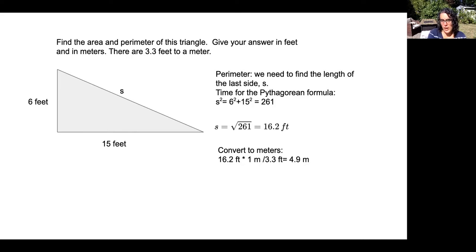So looking at this, we realize it's a right triangle. We've got to pull out the Pythagorean formula to find the length of S. S squared is equal to 6 squared plus 15 squared. So S squared, if you add that up, that's 36 plus 225. So S squared is equal to 261. S is the square root of 261. So this side length here is 16.2 feet. Converting that to meters would tell me that this side length is 4.9 meters.